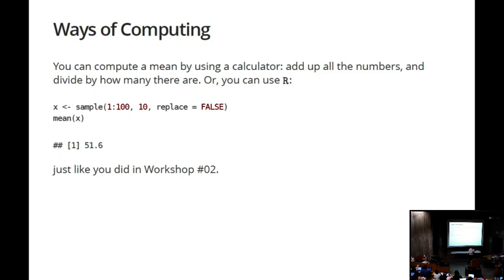So when you're saying that it's not replacing the numbers you're taking out, does that mean when it's taking the 10 out, it takes 1 and then it'll randomly sample like 99 and then 98 and then 97, sort of taking 1 out and then randomly doing whatever the range is? Yes, although there is a subtlety there.